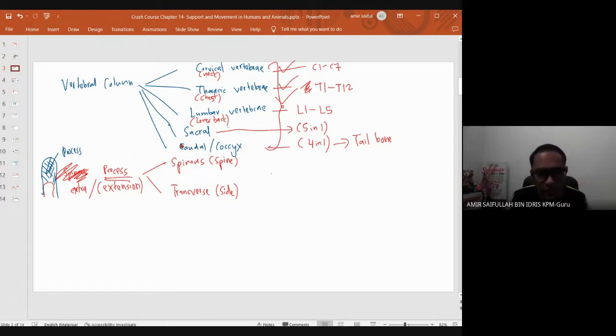And then the caudal ataupun coccyx. At first they have 4. But as you grow older, they fuse to become one. So tinggal satu saja, caudal saja. Okay? Alright. So process, it means the extension ataupun the elongation of the spinous and also the transverse. So that's why you got spinous process, transverse process.